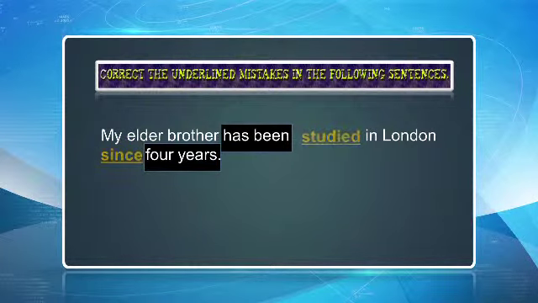So the answer, of course, is "has been studying". We need to include the ing form after "has been". And here, instead of "since", it's "for". We're looking generally at a period of time, which is 4 years. So the correct sentence would read, my older brother has been studying in London for 4 years. The first thing we see there is the past, but in the continuous. And the second, we use the word "for" instead of "since".